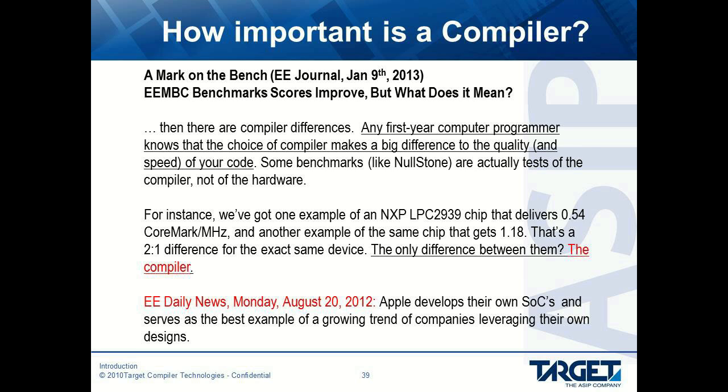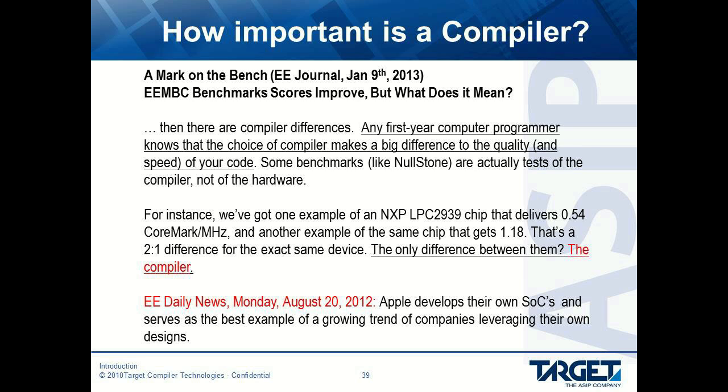For instance, we've got one example of an NXP LPC 2939 chip that delivers 0.54 CoreMark per megahertz, and another example of the same chip that gets 1.18. That's a 2-to-1 difference on the exact same device. The only difference between them, the compiler.